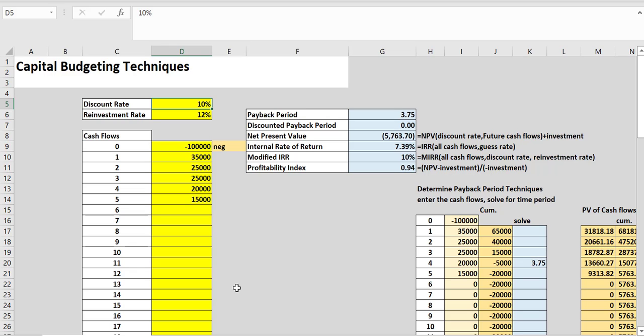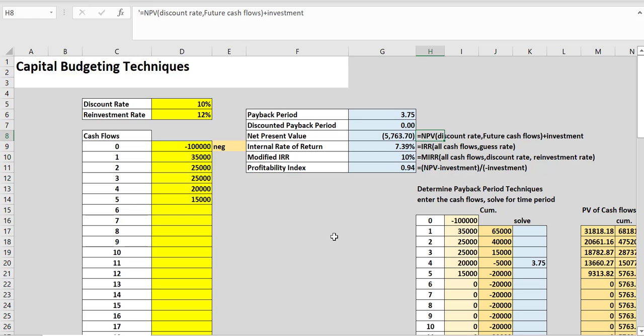And then there are other more advanced techniques that we'll talk about in maybe some other videos that require a reinvestment rate, right? What do you do with the cash flows when you receive them? So in this case, we're saying it's 12%. And of course, here the formulas are actually fairly simple. The net present value formula.